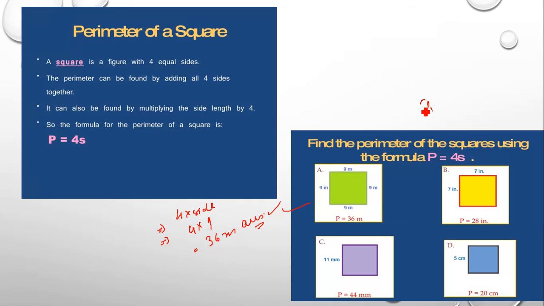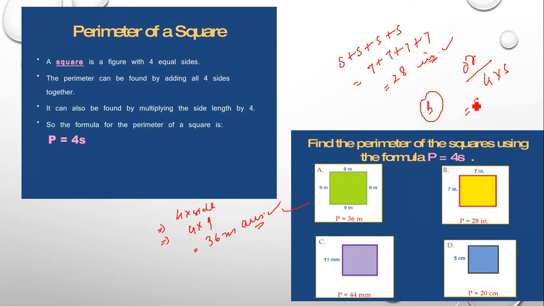Now question B, here the same. Perimeter can be found by adding all the 4 sides together. So you have 2 ways to do this. Side plus side plus side plus side. Now 7 plus 7 plus 7 plus 7, that will come 28 inches, because the figure is given in inches, or by formula 4 into side. So 4 into 7, that is 28 inches. Clear? So that way easily you can calculate.